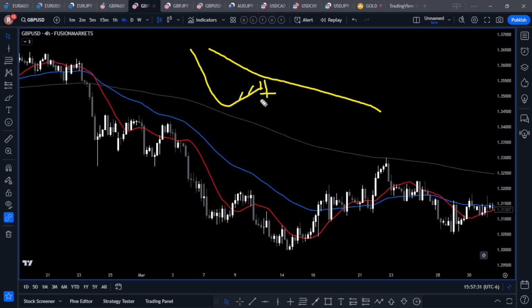So we'd be looking at taking a short at the touch of the market move below this. This would be a stop order. You could place a stop order for this. The candle doesn't have to close. You're going to get in when the market touches a certain price and you're off to the races.